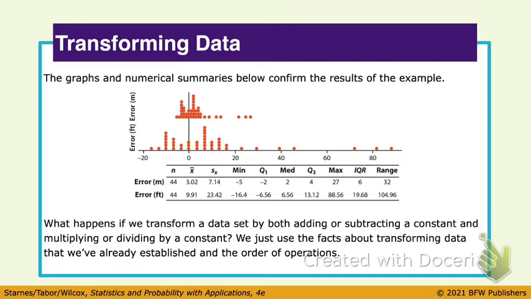What happens if we transform a data set by both adding or subtracting a constant and multiplying or dividing by a constant? Basically, all we have to do is follow the rules about transforming data that we've already established and then use the order of operations. Okay, so PEMDAS: we're going to make sure that we multiply or divide first, and then we'll do the addition and subtraction second.